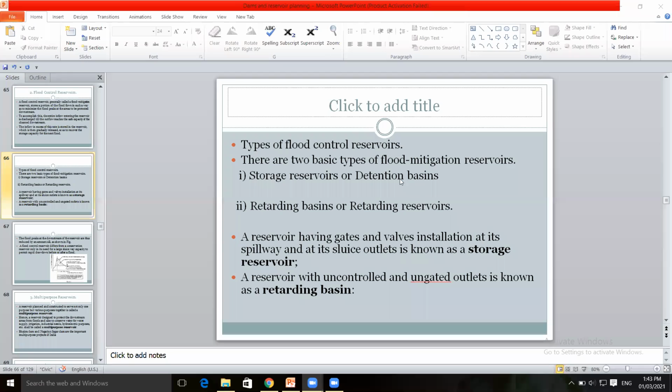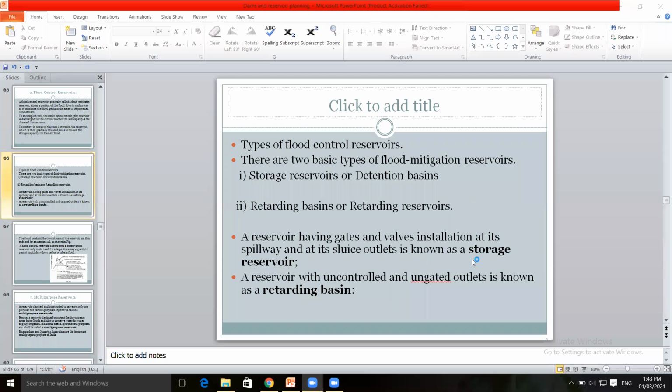The types of flood control reservoirs are storage reservoir or retention reservoir, and retarding reservoir or retarding basin. The first type is storage reservoir or detention basin.